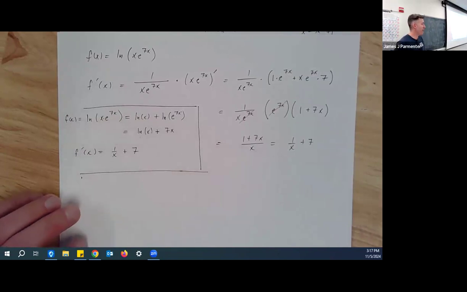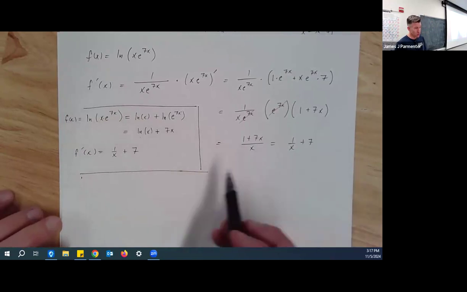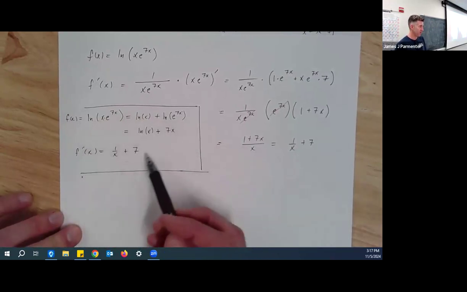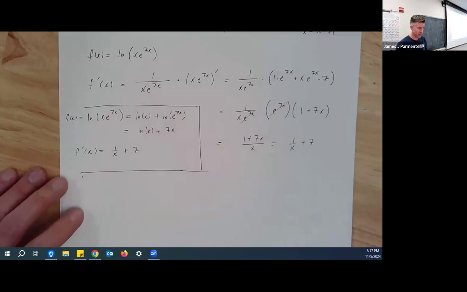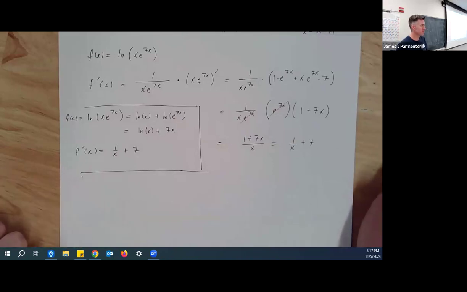So I really hope this drives home the point for you that it's usually going to be a lot easier to simplify first versus differentiating without simplifying first. So take that to heart. It's really, really to your own benefit.